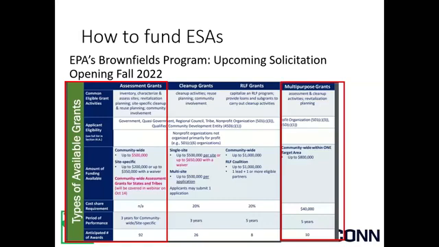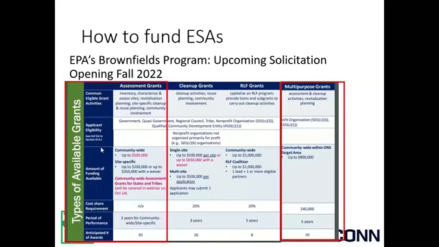If you have one particular site that is, let's say, a little bit more complex, where you have both assessment and cleanup activities, then you can also apply for a multi-purpose grant because that allows for both types of activities at the same time, and it can actually give you up to $800,000. So that is also for a particular site or a corridor around the site.